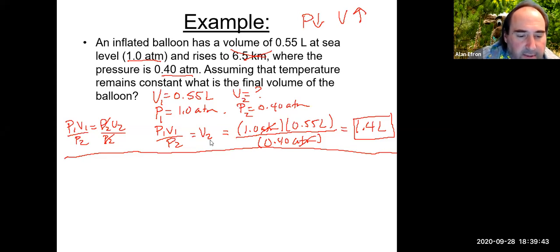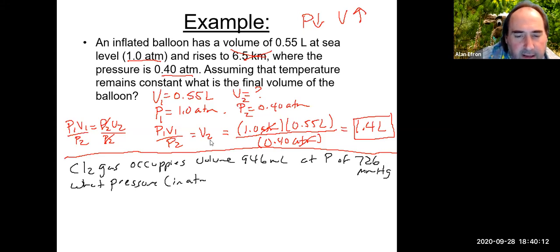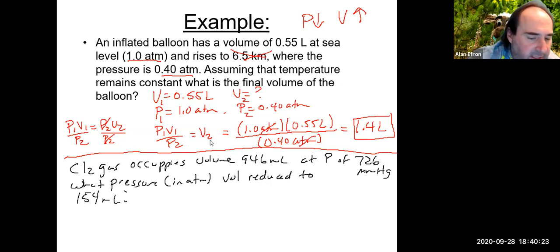All right, let's try another one, which is a sample of chlorine gas occupies a volume of 946 milliliters at a pressure of 726 millimeters of mercury. What is the pressure in atmospheres? Why don't we do that if the volume is reduced to, we'll go with 154 milliliters. Let's see what you come up with on this one.